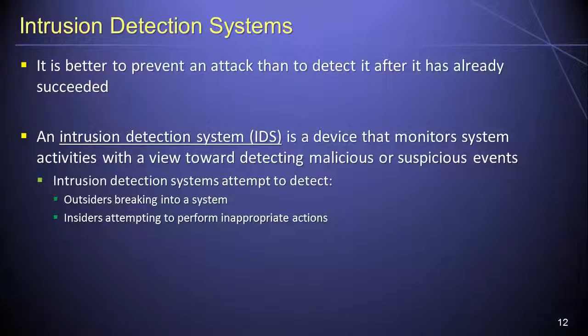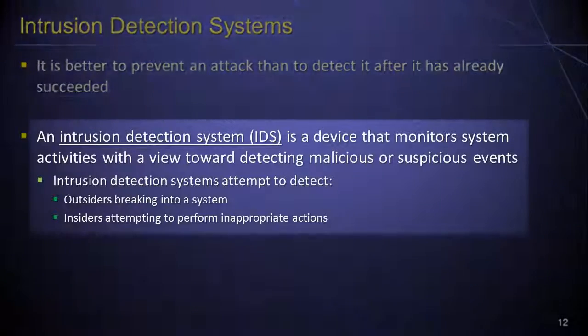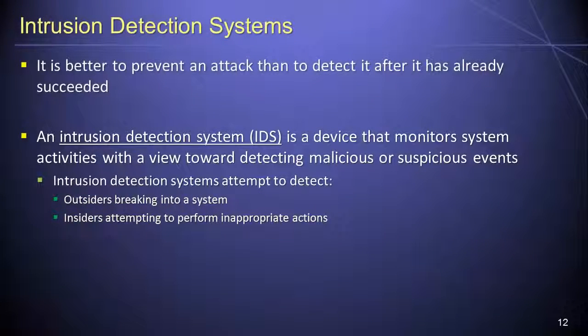Unfortunately, not every attack on information assets can be prevented, and for this reason, information security personnel can implement an intrusion detection system. An intrusion detection system, or IDS, is a device that monitors system activities with a view toward detecting malicious or suspicious actions or events. Specifically, intrusion detection systems can be used to detect two broad types of undesirable activities, namely, outsiders who are attempting to break into a system, or insiders who are attempting to perform inappropriate actions. Note that with respect to this latter point, insiders may be performing inappropriate actions either intentionally or unintentionally.